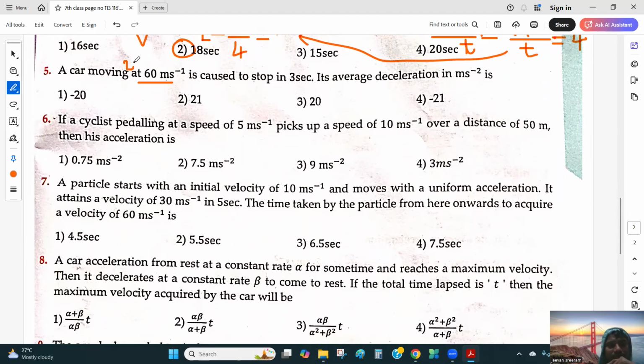So whatever velocity is given in the first part of the question must be considered the initial velocity u. Because it comes to a stop, the final velocity you must take as 0, because it's stopped. So there we can see the time given is 3 seconds, and we need the average deceleration, retardation.